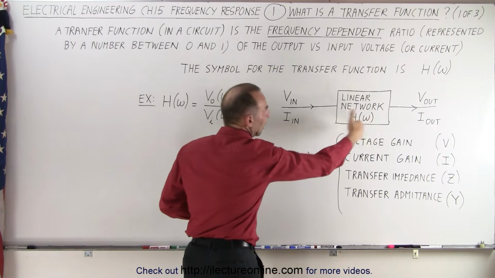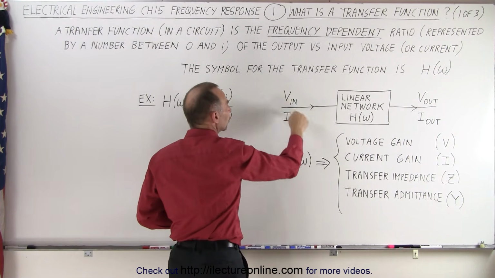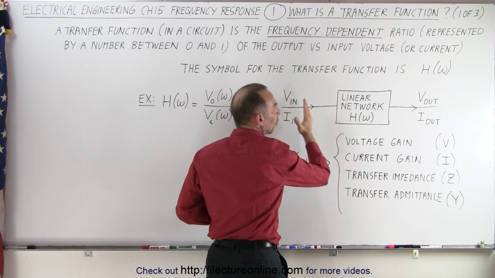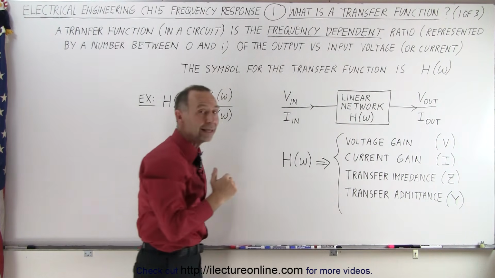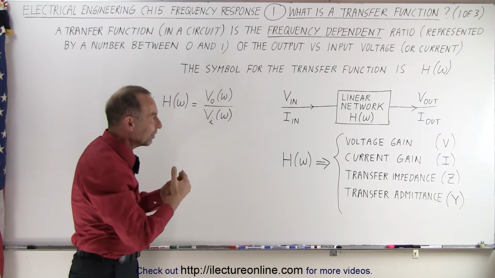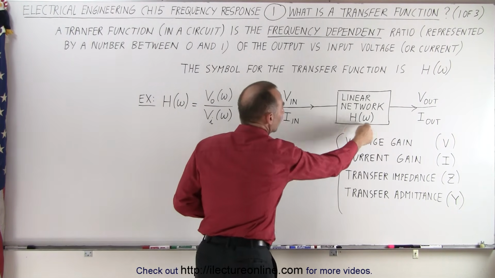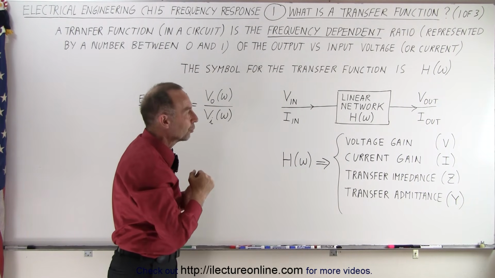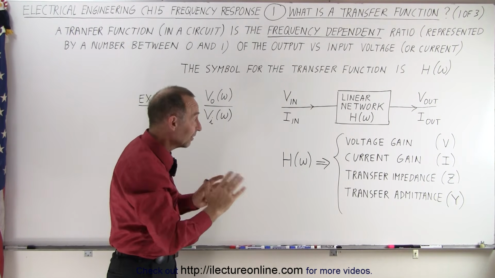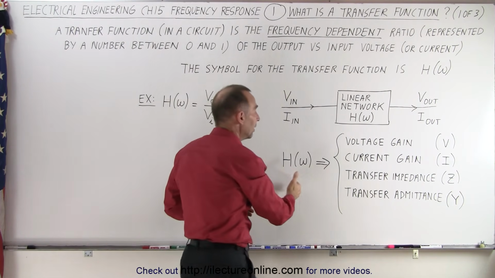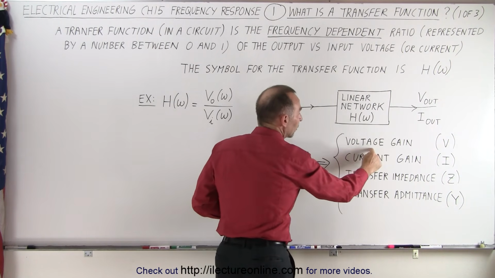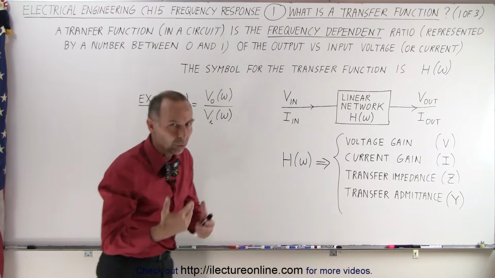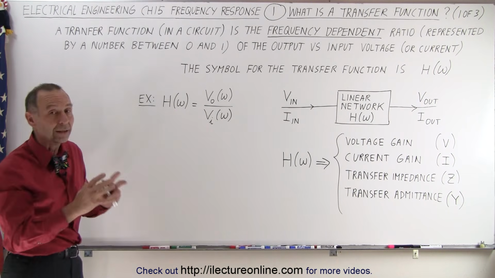So imagine we have a linear network, we have some input voltage, some input current, we have output voltage, output current, and something happens in the linear network that only allows certain frequencies to get through easily and others not. And so it definitely depends on that frequency, and the transfer function is that function that determines for what frequencies it allows the voltage to go through and the current to go through, and for what frequencies it does not. So it depends on what we're concerned with. Are we concerned about the voltage gain, the current gain, the transfer impedance, or the transfer admittance? They will, of course, be explained later in later videos, what all that means and how that's calculated.